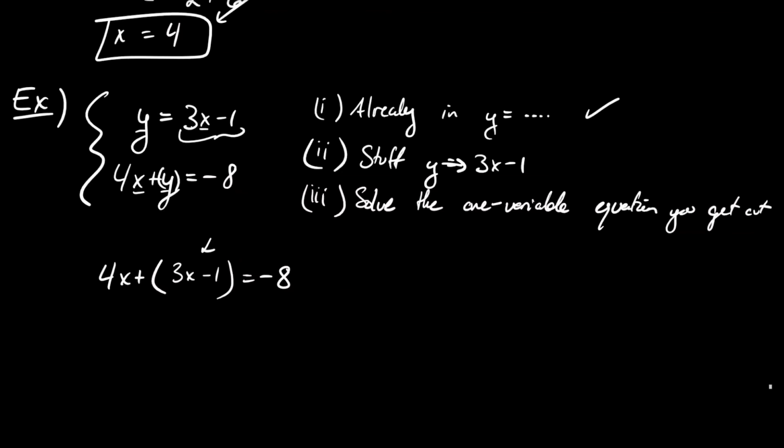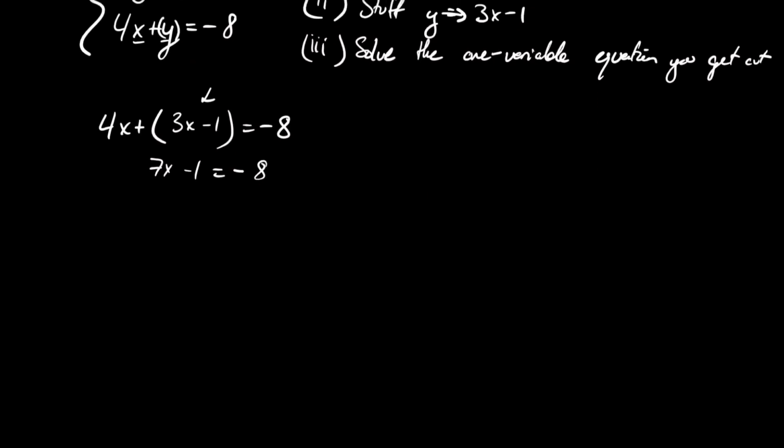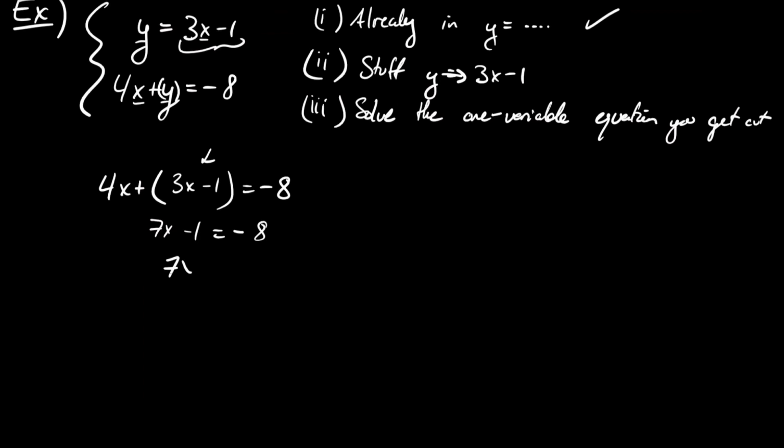Okay, so in this case we have 4x plus 3x is 7x. Okay, we're going to add 1 to both sides. Negative 8 plus 1 brings us back towards 0, towards negative 7. And then x equals negative 1. Awesome.